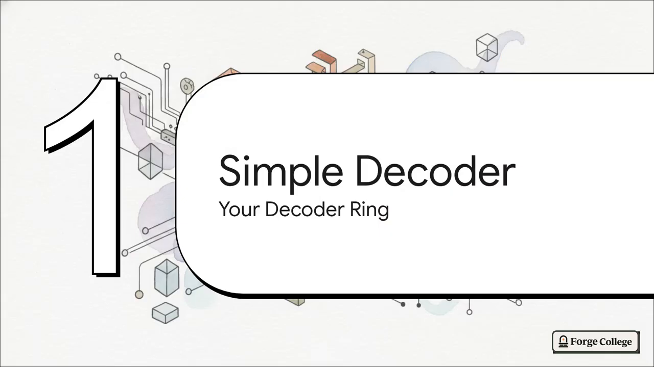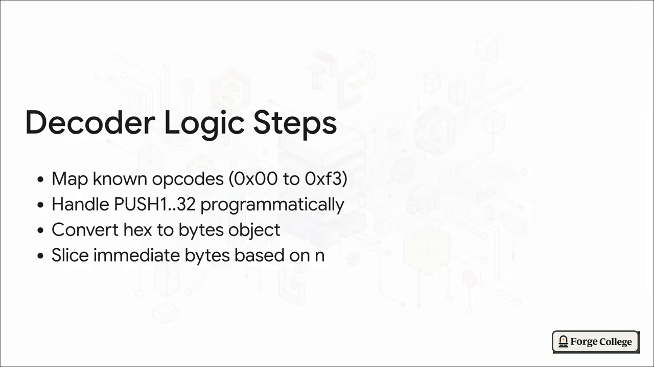Section 5. Building a simple decoder. Your decoder is in. We understand opcodes, we understand the push family, and we know our runtime boundaries. Let's transition to practical application by mapping bytes to opcodes without actually executing them. The absolutely crucial point here is establishing the logic for our decoder. First, we map known opcodes in a dictionary, mapping byte 0x00 to stop, 0xf3 to return, and so on. Second, we handle push 1 through push 32 programmatically because they follow a contiguous numeric pattern from 0x60 to 0x7f. Trust me, we don't want to hand type 32 entries.